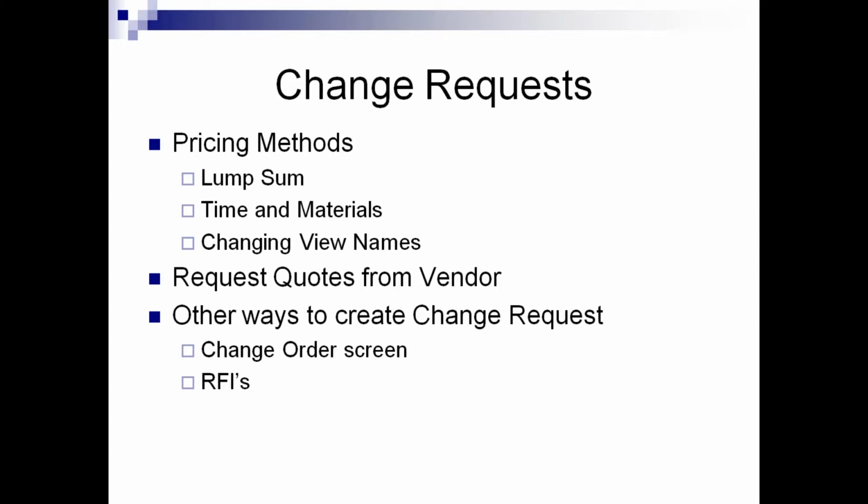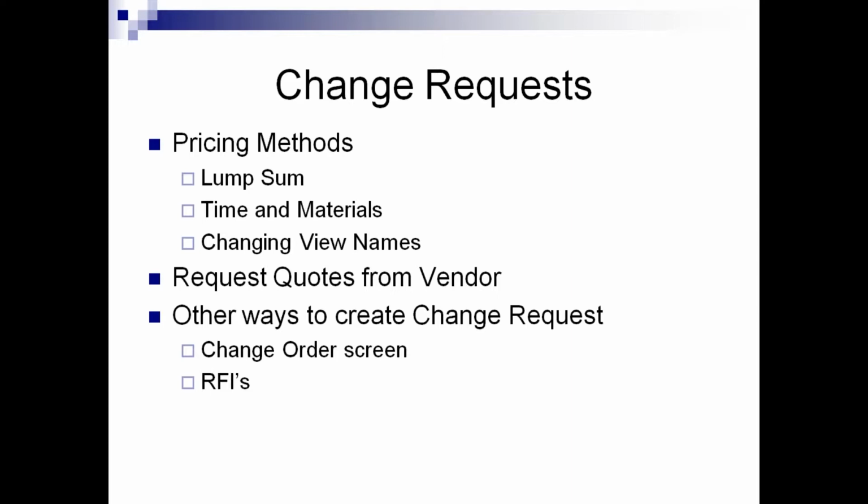You can pull in and request quotes from vendors, so we can do stuff with that. We can also create change requests, not just in the change request window. We can actually do it from the change order screen, and we can also generate them from RFIs. So there's multiple ways to get information into the system. There's also an option to send something out to a vendor from a change request screen.